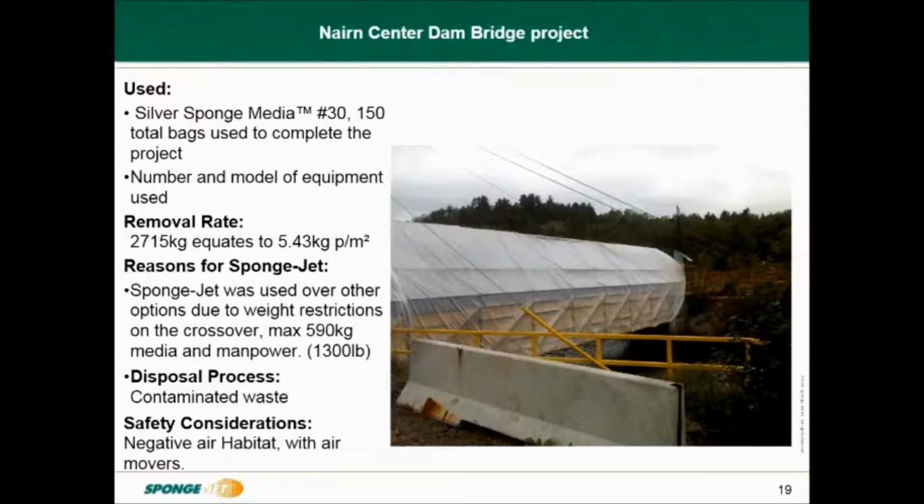That calculates out at 5.43 kilograms per square metre. Another unique aspect of this application was the bridge weight restrictions. It was set to a minimum of 590 kilos, including media and manpower. And this meant that other abrasive blasting processes, if they were employed, would have to stop and clean up pretty well every hour because of the weight on the bridge itself, and it would become very labour intensive.